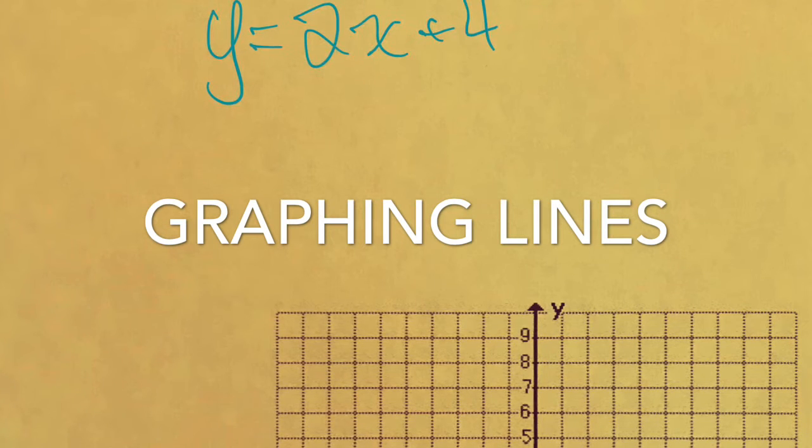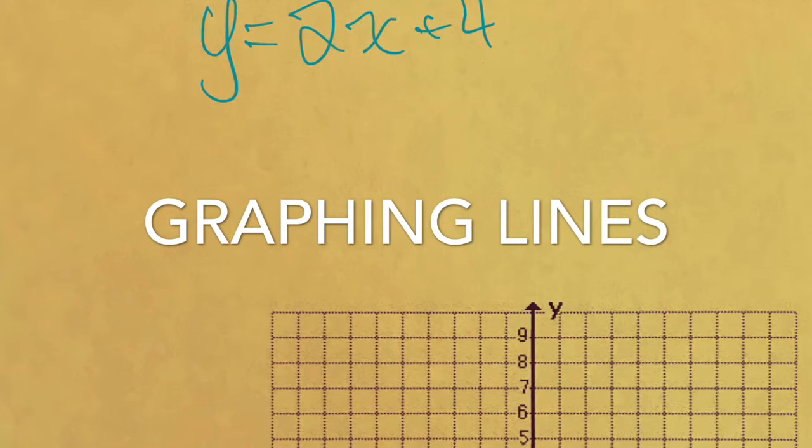We're going to take an equation like the one above, y equals 2x plus 4, and we're actually going to graph the line.